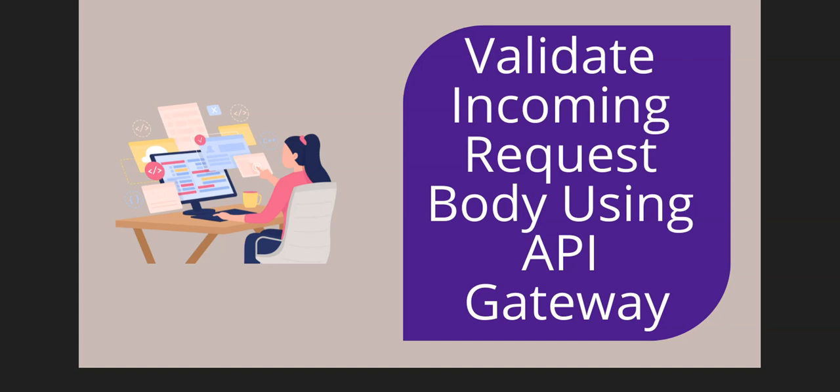Hello everyone, Mahesh here. In today's video, we are going to learn how to validate incoming request body in the API gateway itself. Say for example, you are creating a user and you expect a username and age to be present on the data.